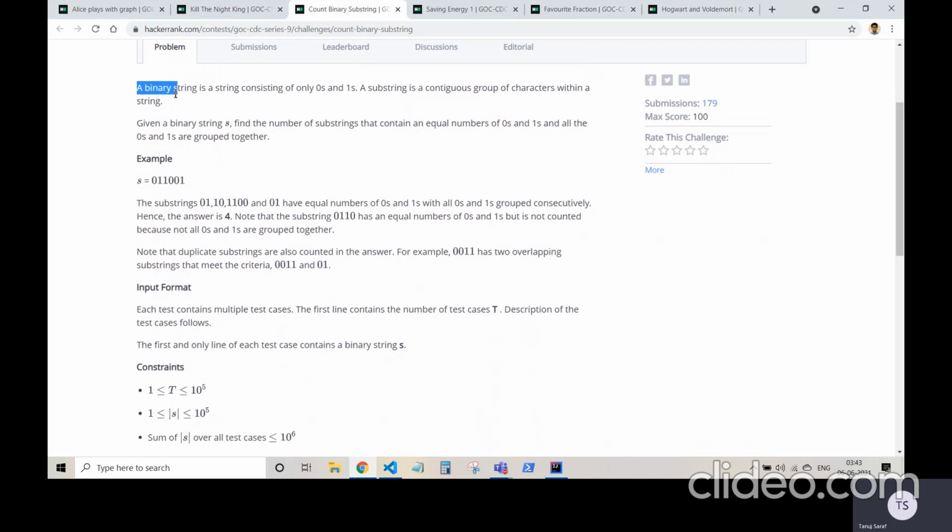So a binary string is a string which consists of only zeros and ones, and a substring of this is defined as some contiguous segment, right? So you're given a binary string S, and you want to find the number of substrings which contain an equal number of zeros and ones, and another condition is that all the zeros and ones should be grouped together.